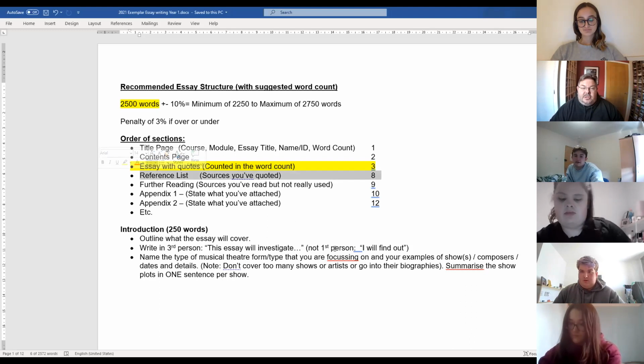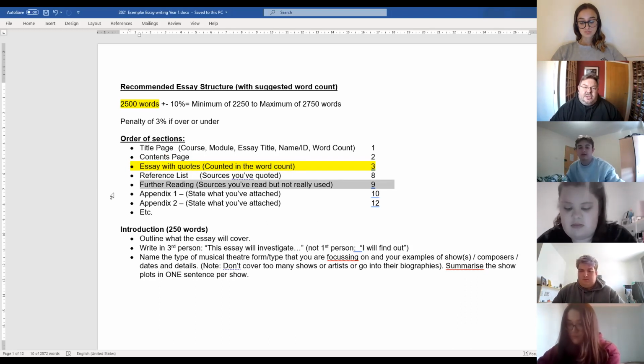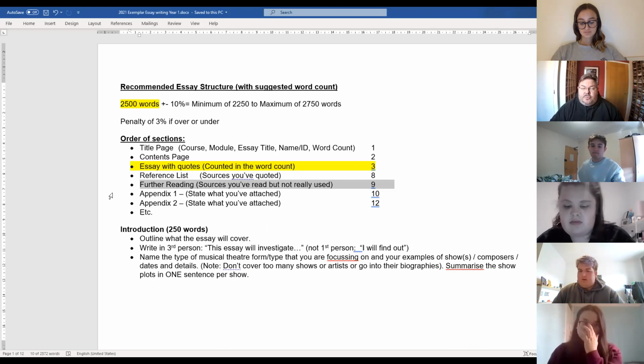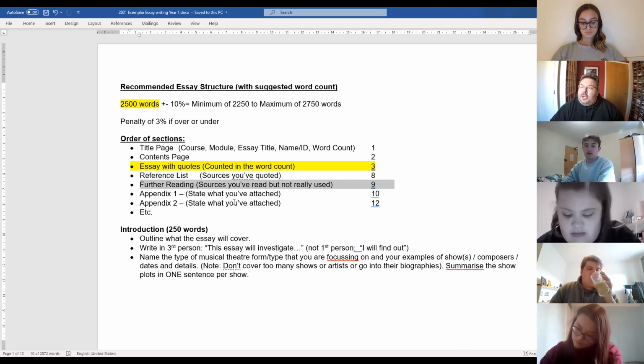Any other further reading is sources you've read or watched on YouTube but you've not quoted from. You don't count those. And appendices, these are additional information that you really want to show. So if you've got some sheet music with lyrics, or just some lyrics, or you've got photos of costume or set design that you really want to put in, you can put those in your appendices. And each appendix can be a different thing. So you could say photos, see appendix 1, sheet music for Sondheim shows, see appendix 2, sheet music for another show, see appendix 3, etc.